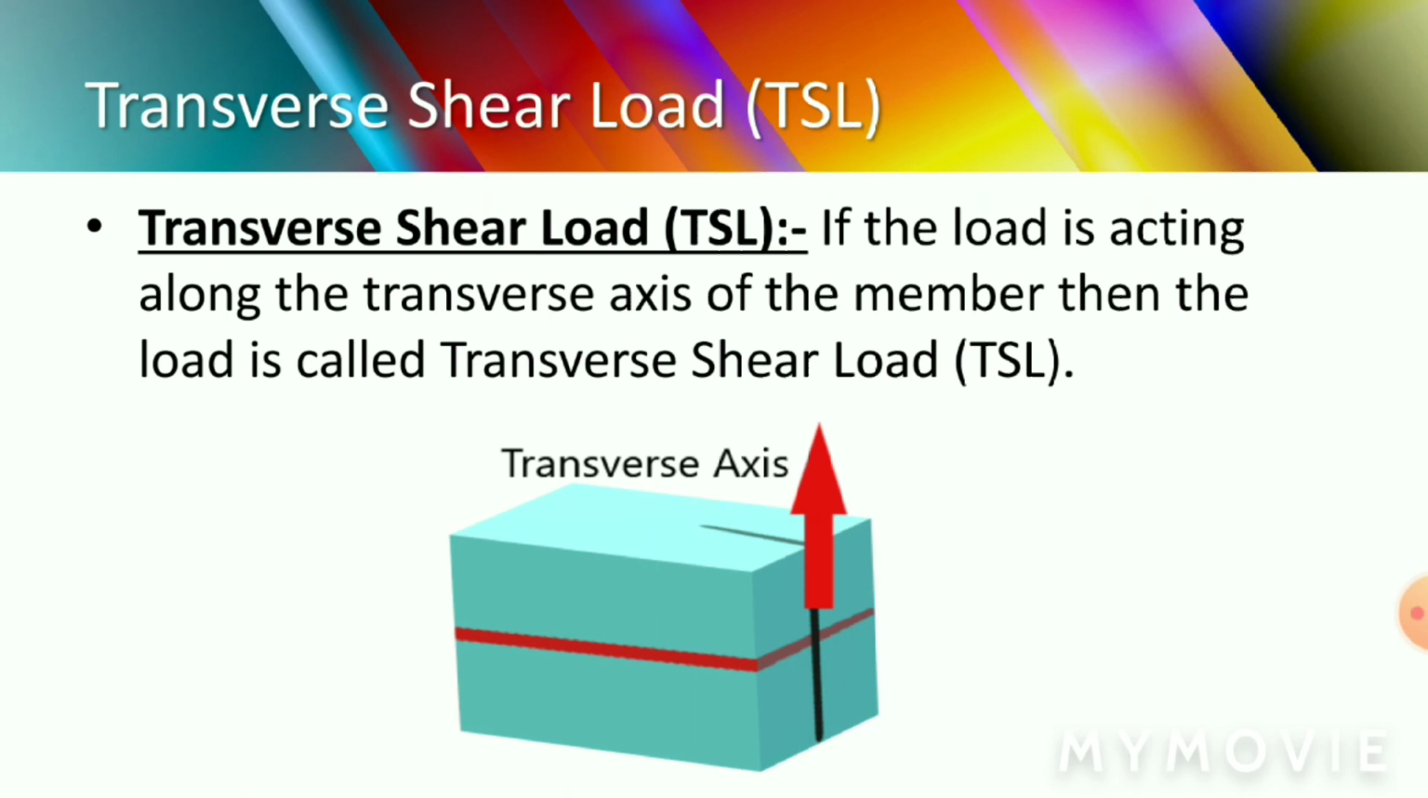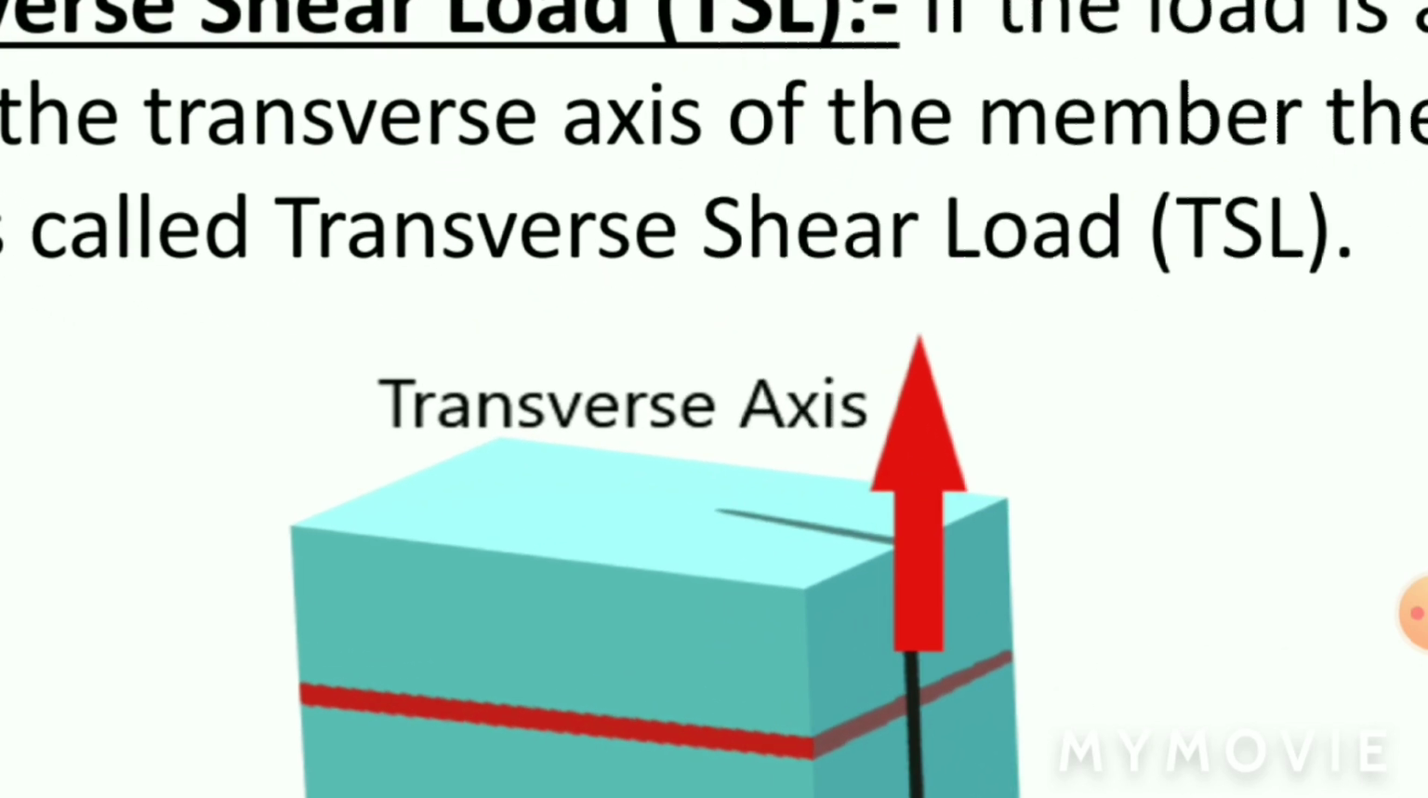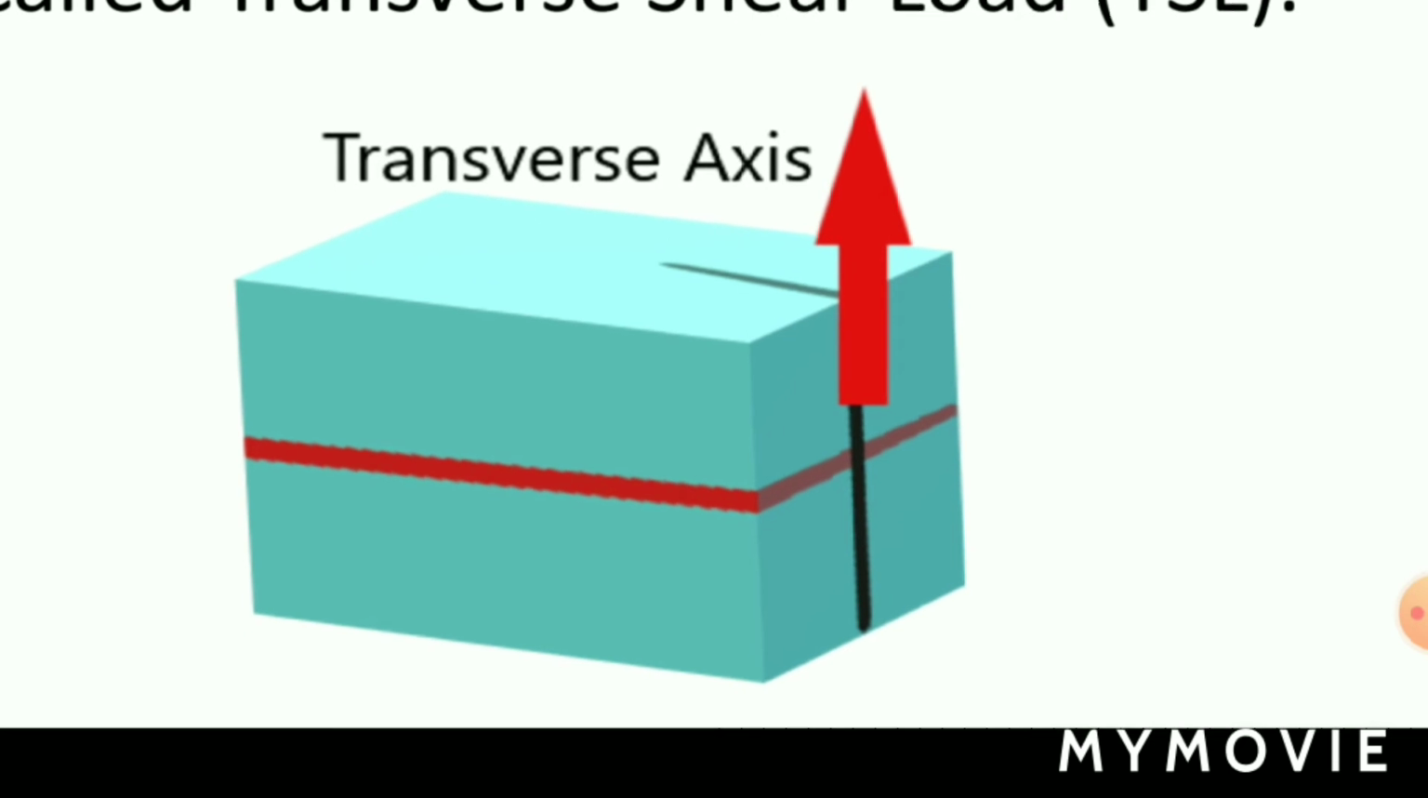Transverse shear load. If the load is acting along the transverse axis or vertical axis of the member, then the load is said to be transverse shear load. Simply we can say this one as TSL, transverse shear load. Here we can see that the load is acting along the vertical axis, the black axis. This is said to be transverse shear load.